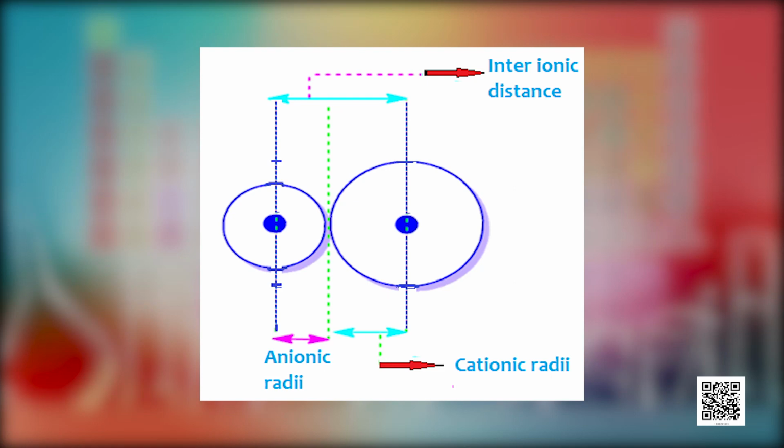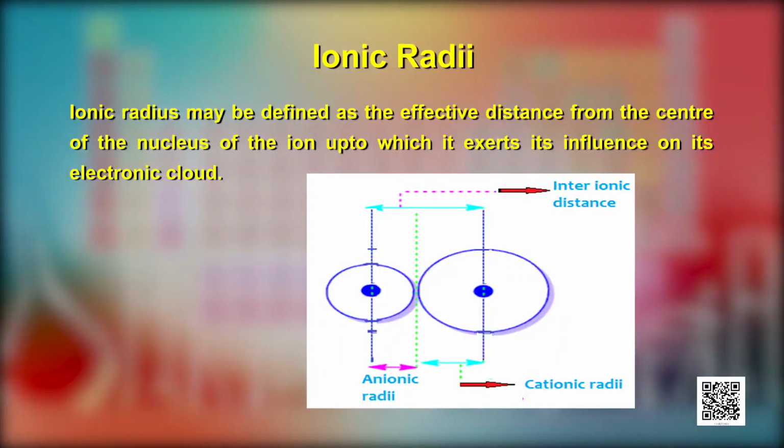Now let us learn about the variation of the second property, that is ionic radius. How are ions formed? A positive ion, that is a cation, is formed when a neutral atom loses one or more electrons, while a negative ion, that is an anion, is formed when a neutral atom gains one or more electrons. The effective size of these ions is termed as ionic radius. Ionic radius may be defined as the effective distance from the center of the nucleus of the ion up to which it exerts its influence on its electronic cloud.